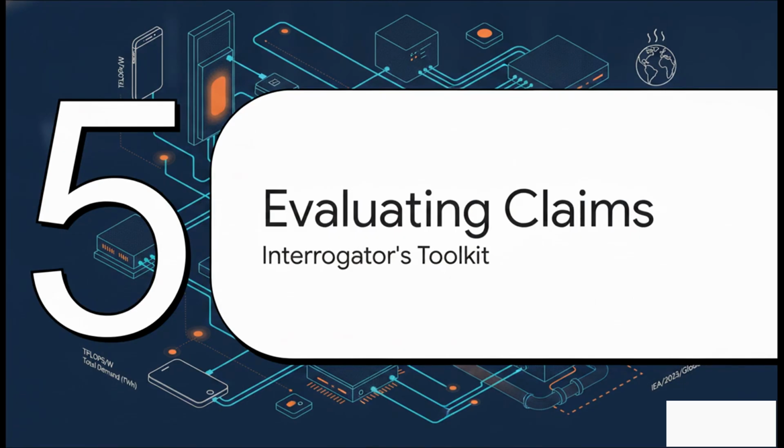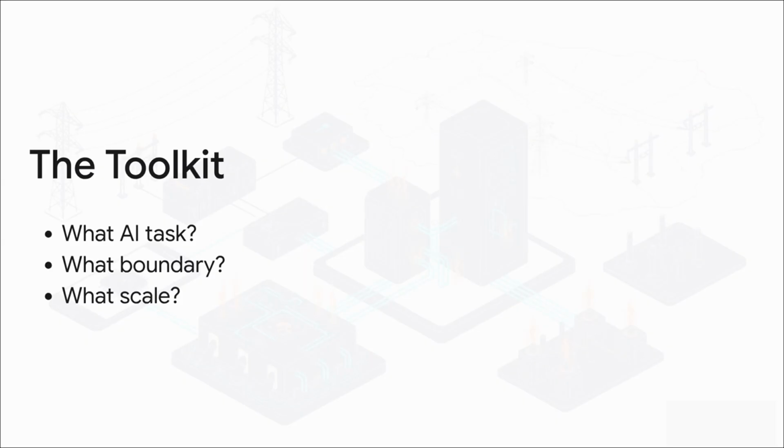Let's finish up with Section 5, building your interrogator's toolkit for evaluating these claims. You can and should interrogate any AI energy claim by demanding the physical details using 3 simple questions. Number 1, what exact AI task is being performed? Are they citing a highly optimized text prompt, a heavy video generation, or a massive, months-long training run?